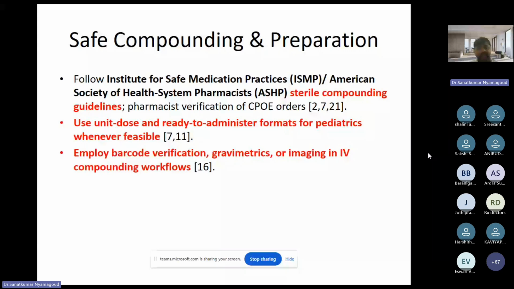Then the pharmacist should always follow the verification according to CPOE orders. This I already discussed in the last slide. So computerized order entry is very, very important that you should follow. Then unit use, always unit dose, and it is better in pediatrics if you use ready-to-administer formats whenever it is feasible.